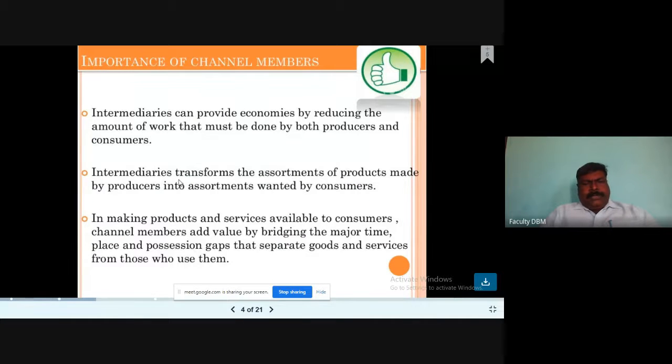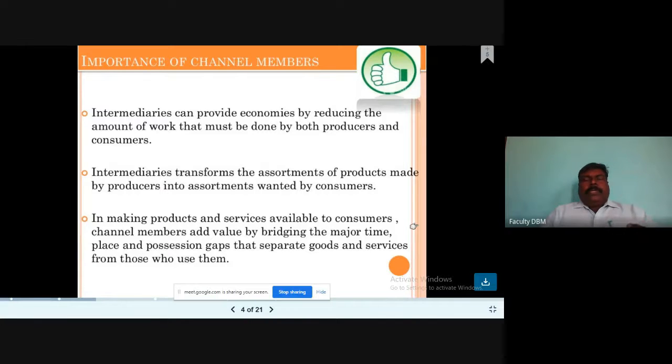Intermediaries transform the assortments of products made by the producers into assortments wanted by the consumers. So the demand will be equal to supply. As the demand from the consumers arises, these intermediaries try to make the products available to these people. In making the products and services available to the consumers, the channel members add value by bridging the major time, place, and possession gaps that separate goods and services from those who use them.